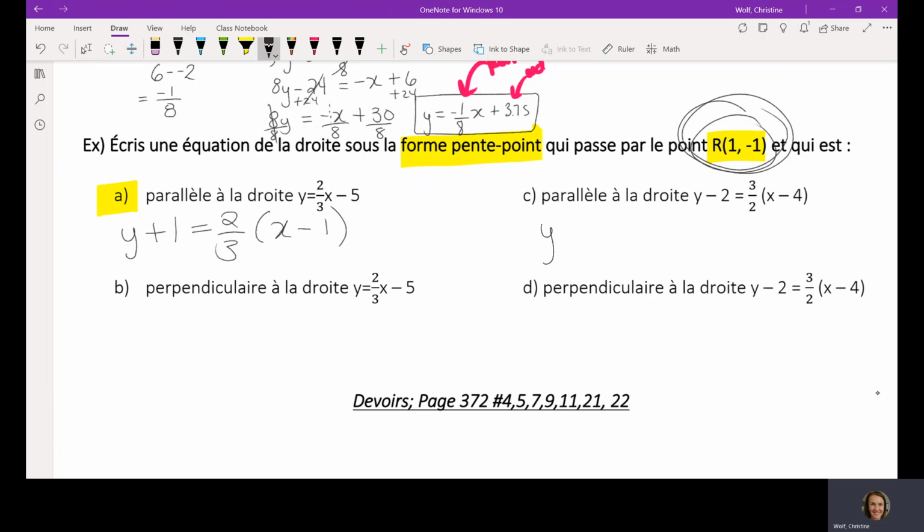On fait une autre, même chose. So je sais que c'est y plus 1, and then dans les parenthèses, x moins 1, because that's the point that was given. Et ici, ça dit que c'est parallèle à celui-ci. So il faut juste trouver la pente, qui est 3 sur 2. So ça va être le même, égal, 3 sur 2.